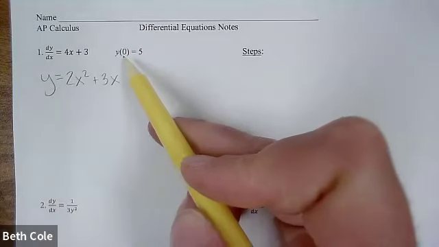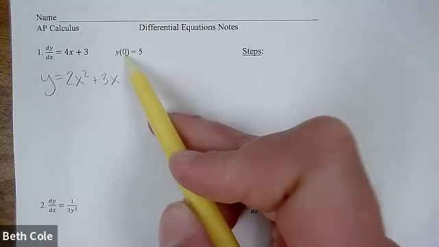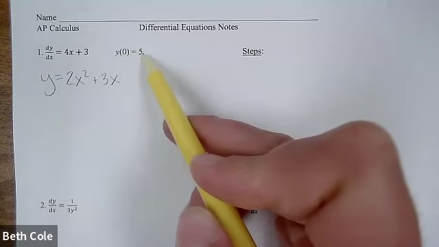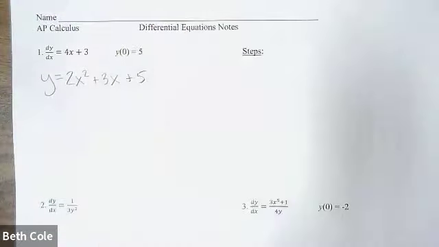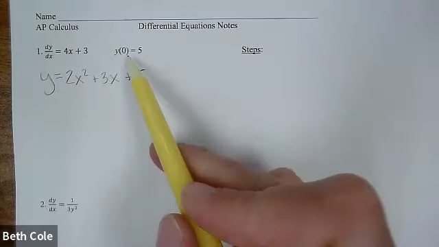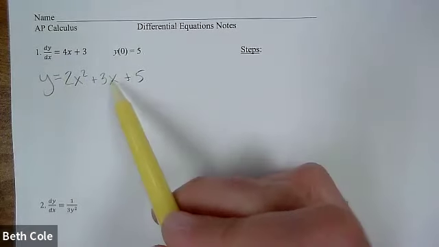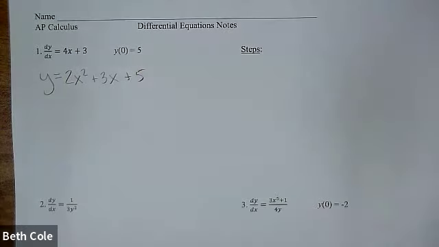Now, this is what's called an initial condition, which we've talked about before. It means if you plug in 0, you should get 5. So at the end, I'm going to have to put plus 5. Did everyone follow me there? So this is your initial condition. If you plug in 0 to your equation, you should get 5 as your output. We're given the derivative. We want the original function, which means we have to do an antiderivative.